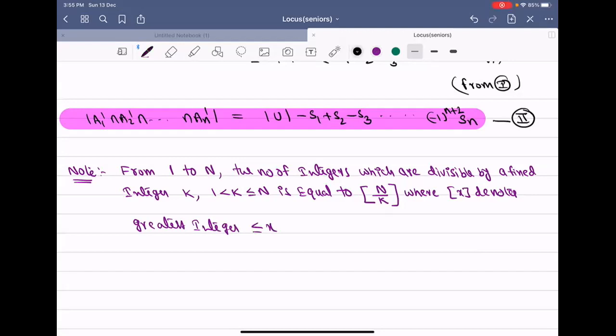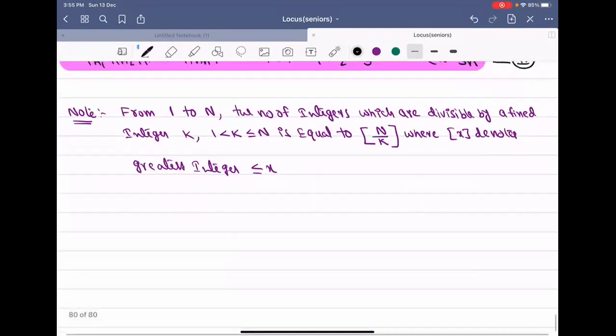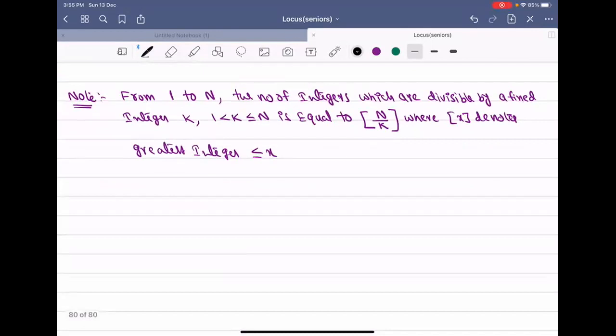So actually the meaning of this one is, suppose we have the result: from 1 to n, capital N, the number of integers which are divisible by a fixed integer k, where k must be less than or equal to n, is equal to step of n by k.